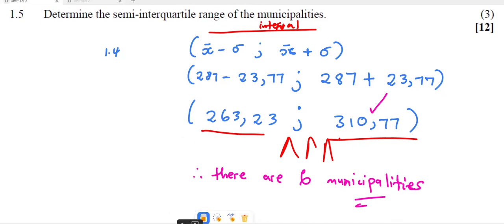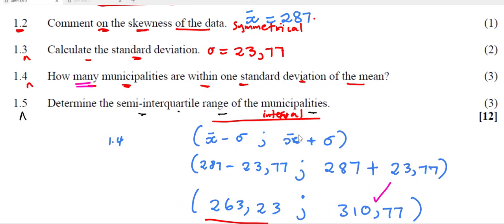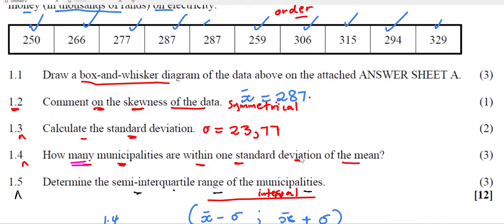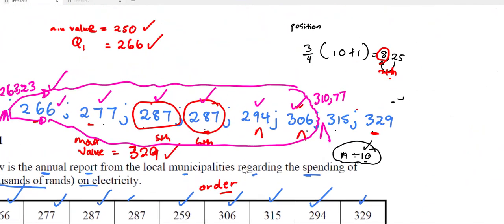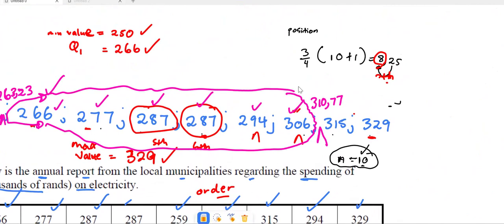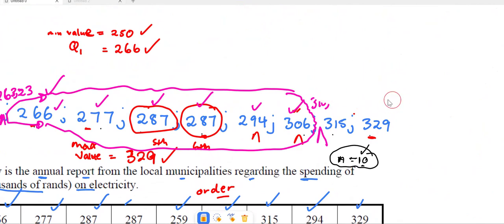Okay. Then on the other hand, on 1.5 we are asked to determine the semi-interquartile range of the municipalities. As we understand, the semi-interquartile range is an average of the interquartile range. So what am I trying to say here? Remember, it's only that I have erased 1 or 2 from this part. But anyway, still remember the values that you determined on that 5 number summary. So you're just going to use that part. All right, so this is 1.5.